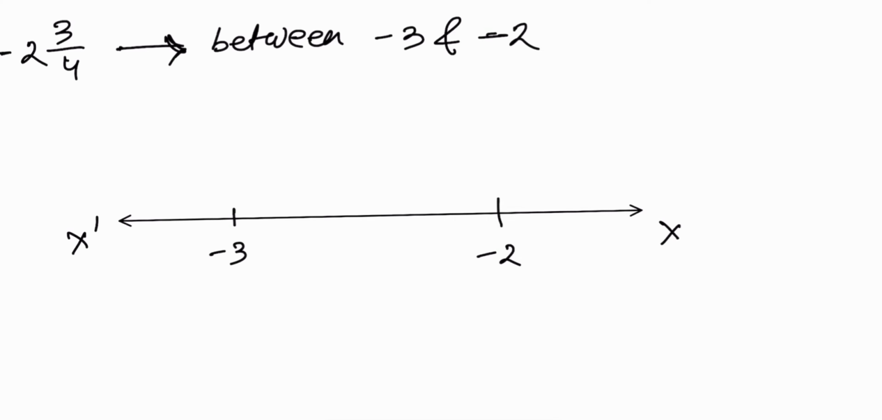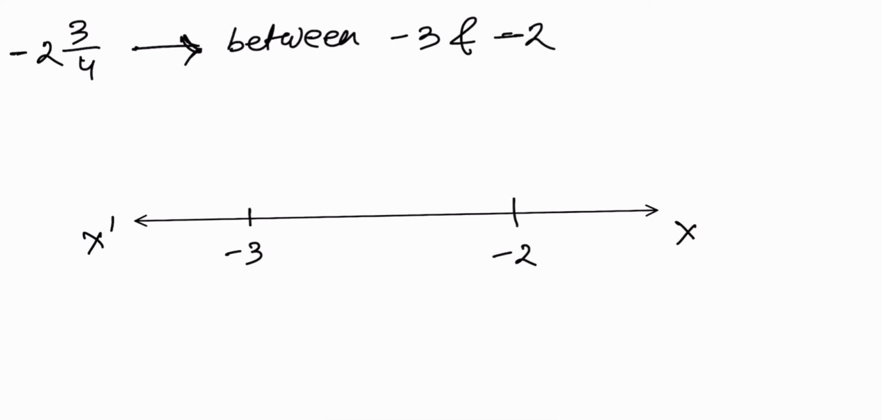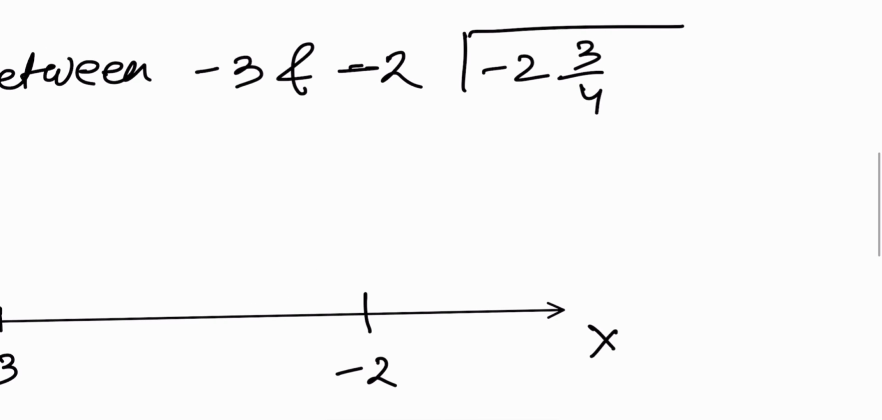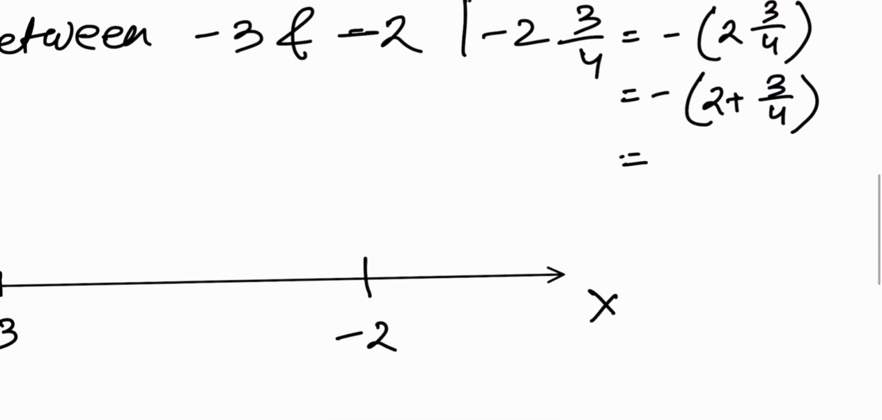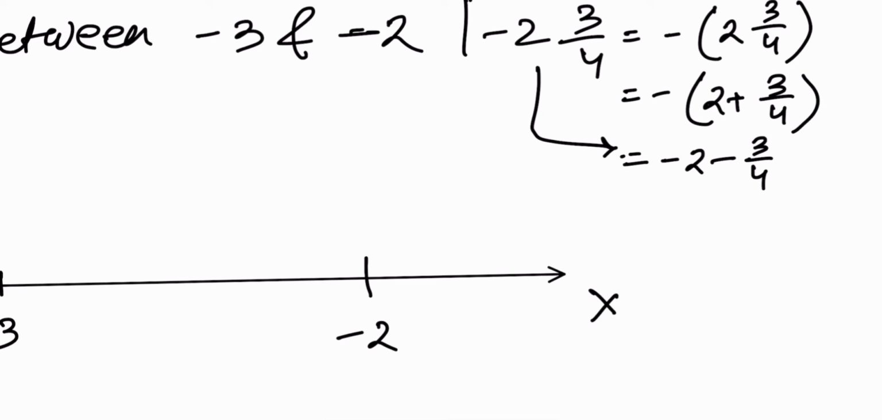Okay, so the question is that -2 whole 3/4 is there. How to plot this number? See how many portions are there. What is meant by -2 whole 3/4? It means negative 2 whole 3/4, that is -2 minus 3/4. Got it?